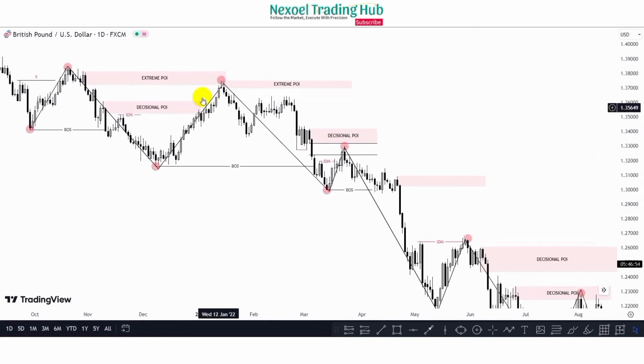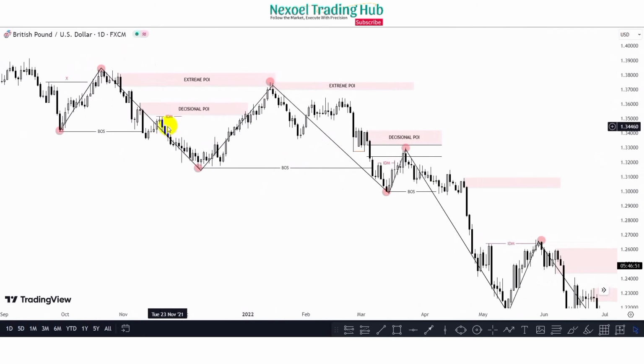Now guys, you can see we have the expansive leg move. This is where our inducement is resting. Above our inducement, we have the decisional point of interest, where price reacted a little, but then price raided through the decisional point of interest and on to the extreme point of interest. And then we have our expansive leg move to the downside.